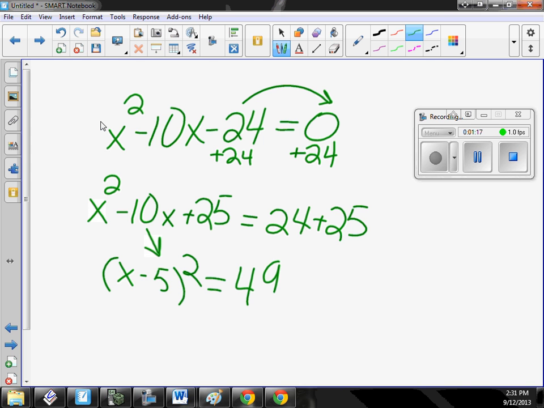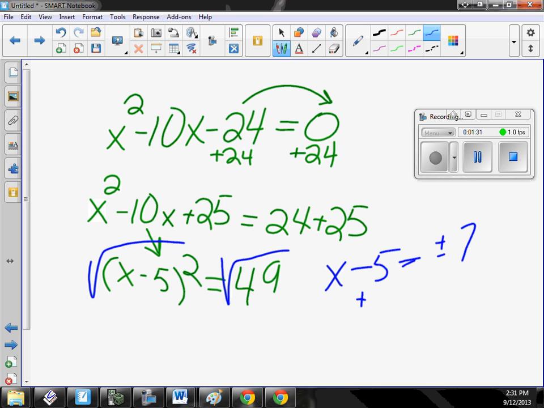Now what do I do? Square root. x minus 5 equals plus or minus 7. Now I add 5, and my answers are negative 2 and 12. Sorry, did I lose you? The square root of 49 is 7.